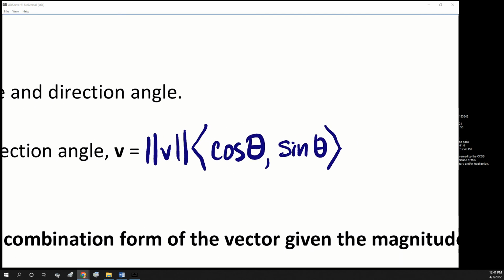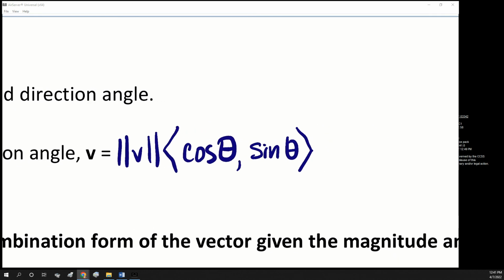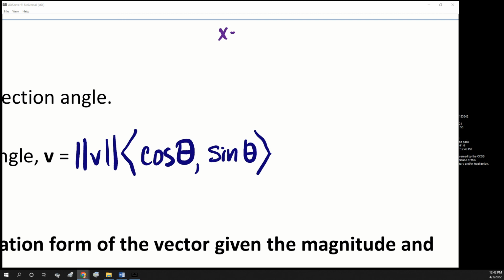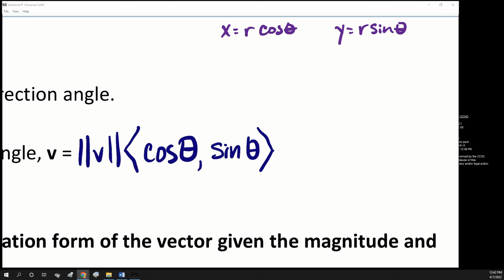And for those of you that have been here, that should look very similar to what we did with polar form to change it to rectangular form. So to get x, we did r cosine of theta, and then y was r sine of theta. So this is the same thing, but r is translated to the magnitude, which are both the same thing, the distance from 0. So it's not really a new formula, it just looks a little different.